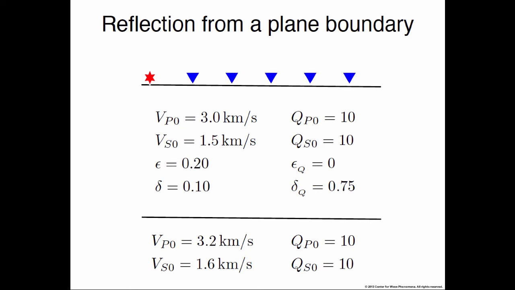So QP naught is the familiar quality factor, except that it's what you get if you measure in the vertical direction. And QS naught is the same thing for S waves. Epsilon q and delta q are parameters which characterize attenuation anisotropy, and they describe the quality factor as functions of angle, and they carry similar formulas as for the velocity anisotropy.